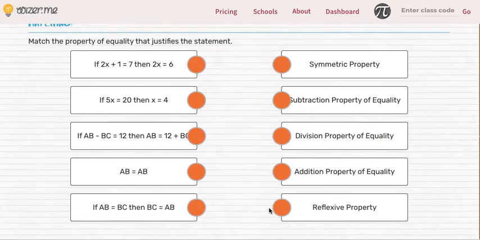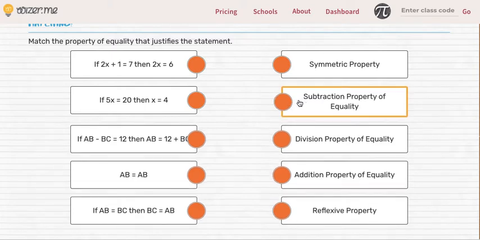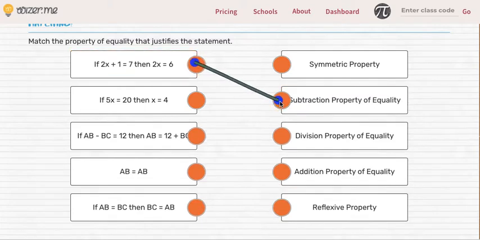Okay. Now, I wanted you guys to match the statements with the reasons in this section. So if you have 2x plus 1 equals 7, and then you have 2x equals 6, what happened? Well, you subtracted 1 from both sides, right? If you're subtracting 1 from both sides, which property is it? Well, it has to be a property of equality. So that narrows your search, and since you're subtracting, it has to be the subtraction property. So you can connect those two.